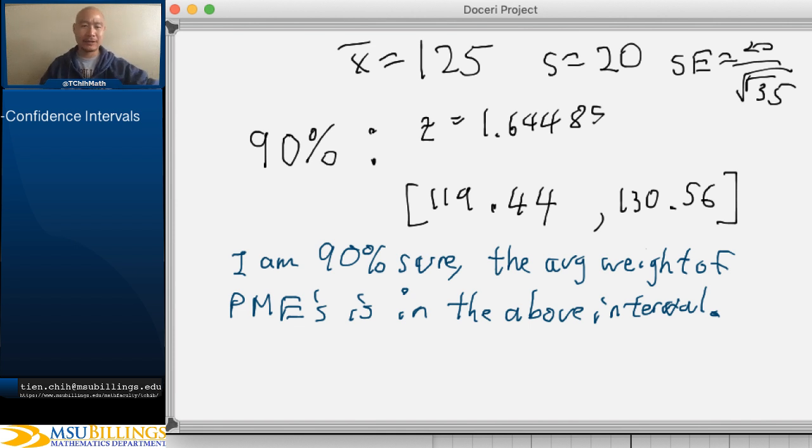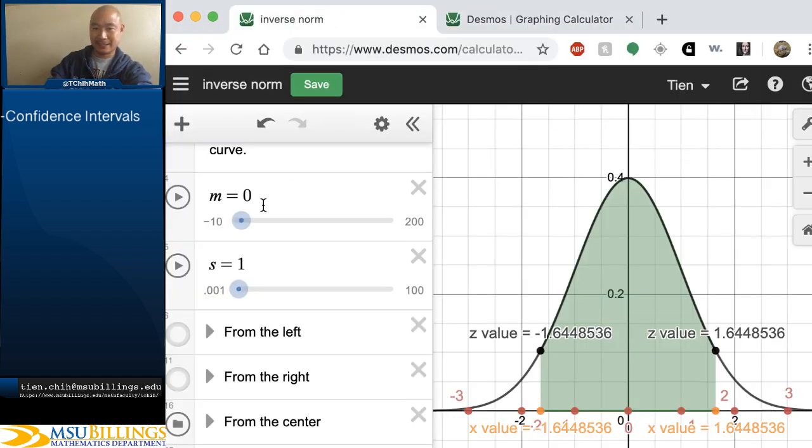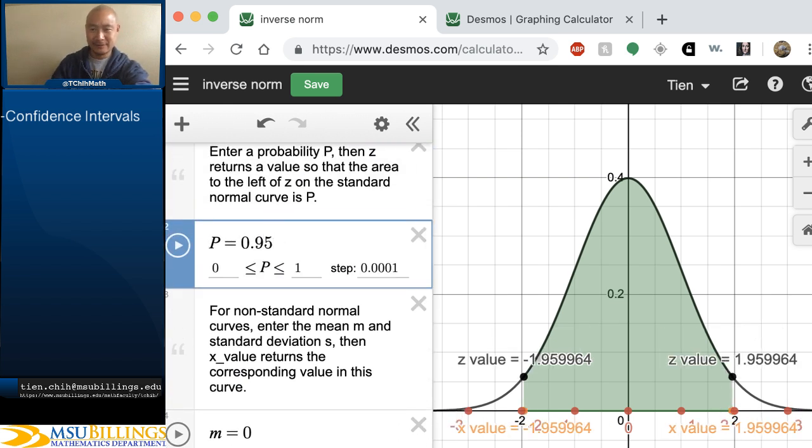Okay, but what if I don't want to just be 90% sure? What if I want to be 95% sure? Well, 90% is here. If I want 95%, I have to go out more, right? I have to cast a wider net. So let's go back here and go from 90 to 95.